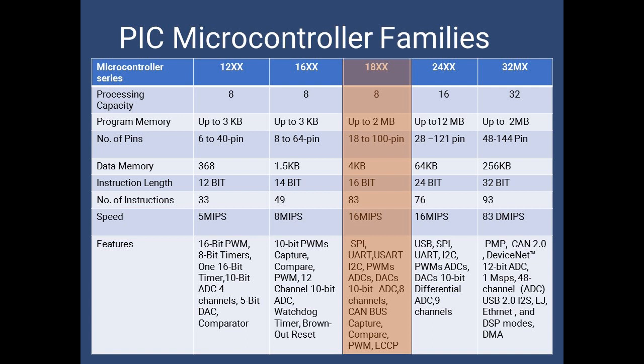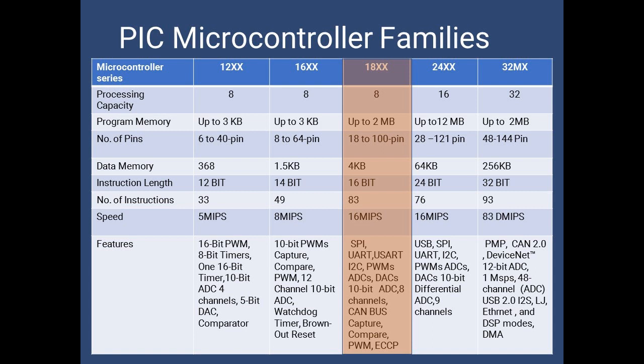Now, when it comes to instruction length, here you can see that in the case of 12 series, the instruction is 12-bit wide, even though the computing capability is 8-bit. In the case of 16XX series, even with a processing capability of 8-bit, we have an instruction size of 14-bit. In the case of 18 series, even though the computation capability is 8-bit at a time, the instruction length is 16-bit wide.